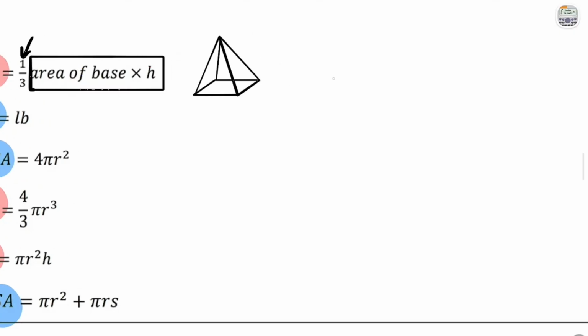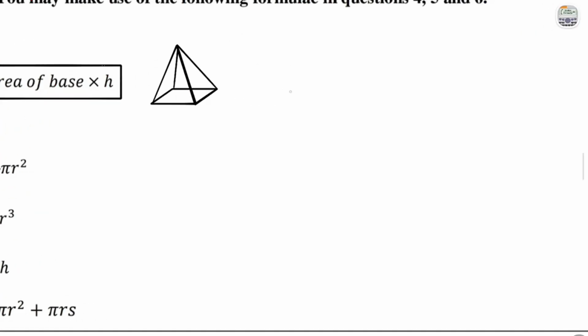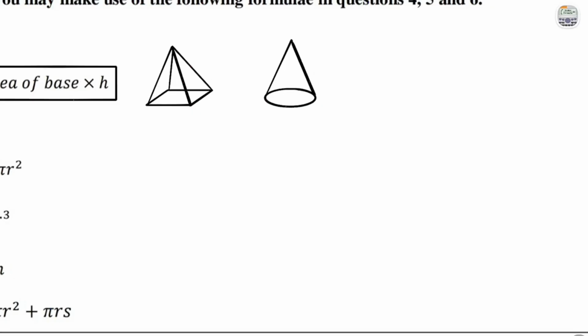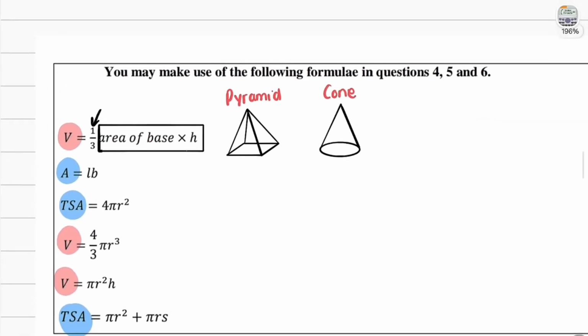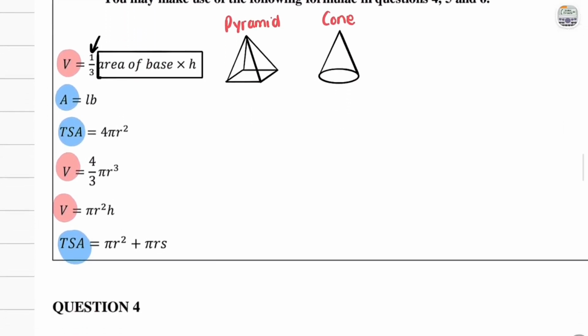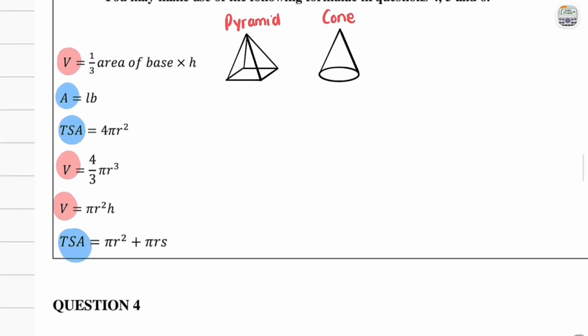Okay, so it can be used for a pyramid. It can also be used for a cone. If you find the area of the base, in this case a circle, and then multiply by the height times 1 over 3, you'd get the volume of this cone. So it can be used for a pyramid and a cone. And then let's go ahead and look at the next one.